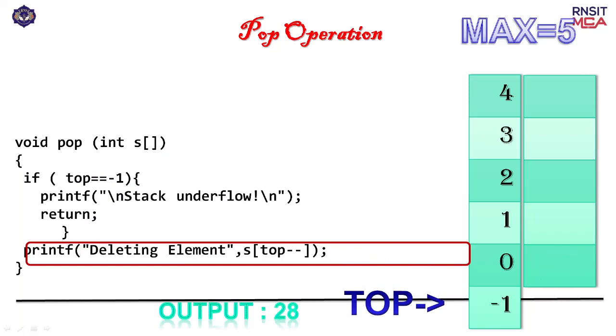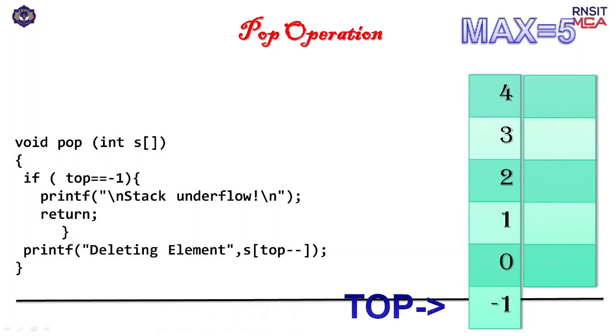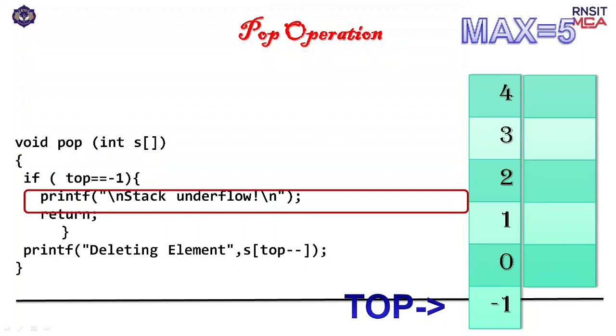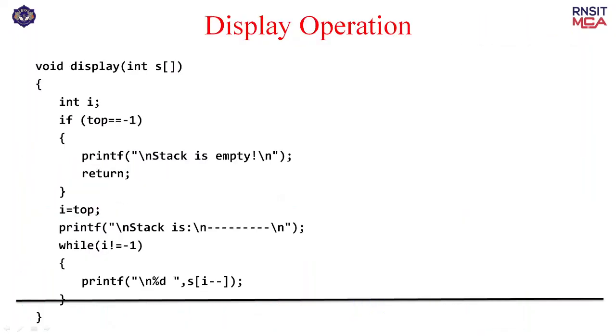Since top has moved to -1, it is the indication that there are no elements in the stack. Look here, there are no elements in the stack, so it is empty. Now you again call the pop function. Since top is -1, you display a message, stack is underflow. Underflow means there are no elements, still you are trying to do the pop operation. So it is the same thing.